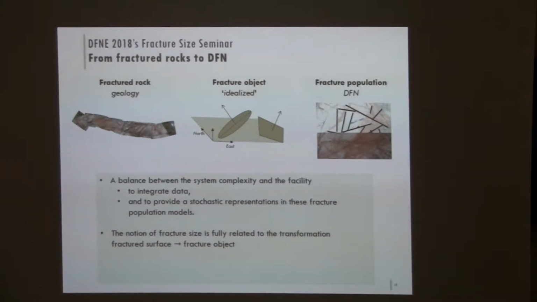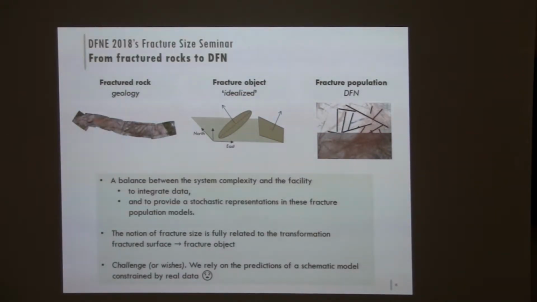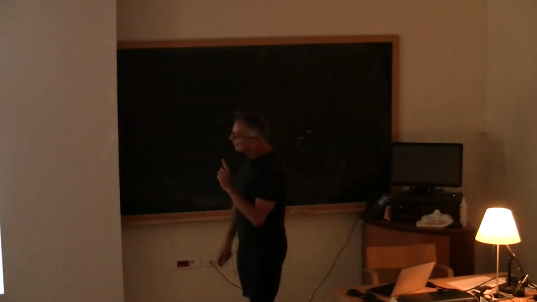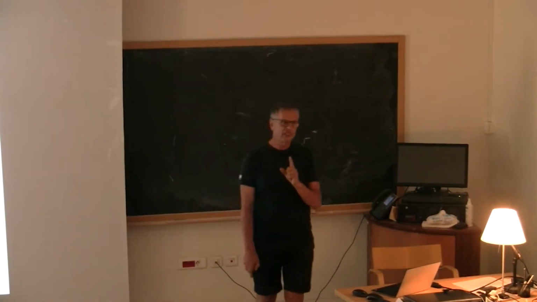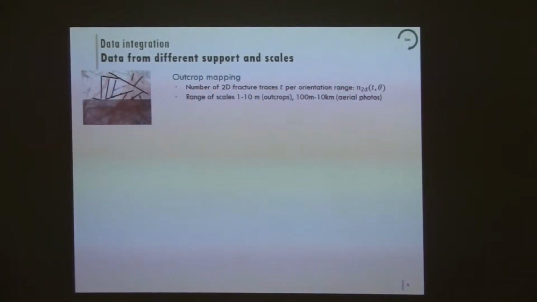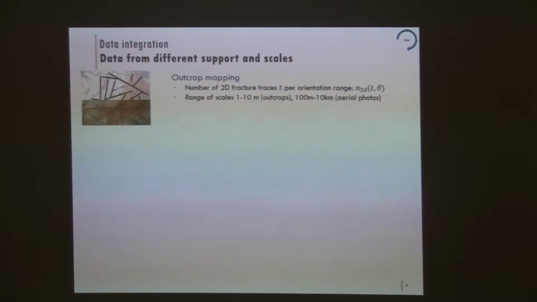Okay? The notion of fracture in DFN is fully related to the transformations that you will do between fracture surface and fracture object. Okay? And the challenge is that we really rely on the prediction being correct. So we rely on the prediction of a schematic model constrained by real data. You have data from different supports and scales to do that. You have outcrop mapping, so what you measure is not fracture size, but trace size.